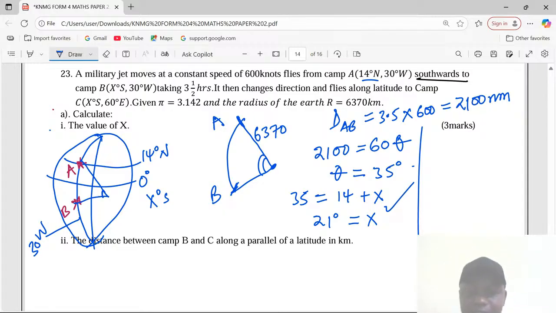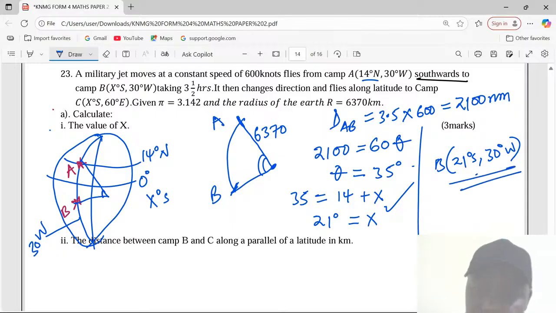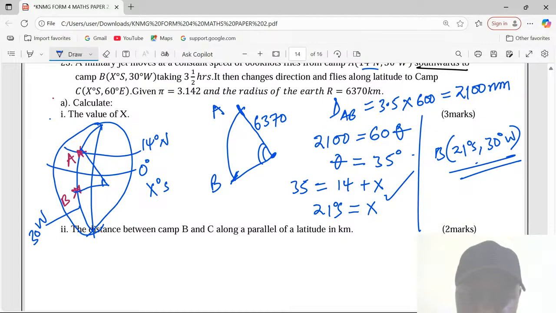Actually, that is what we wanted. We are finding x, which means the coordinates of B are 21 degrees south, 30 in the west. But this is not part of the question. Yeah, 21 degrees in the south. That is the value of x. Now look at part B.